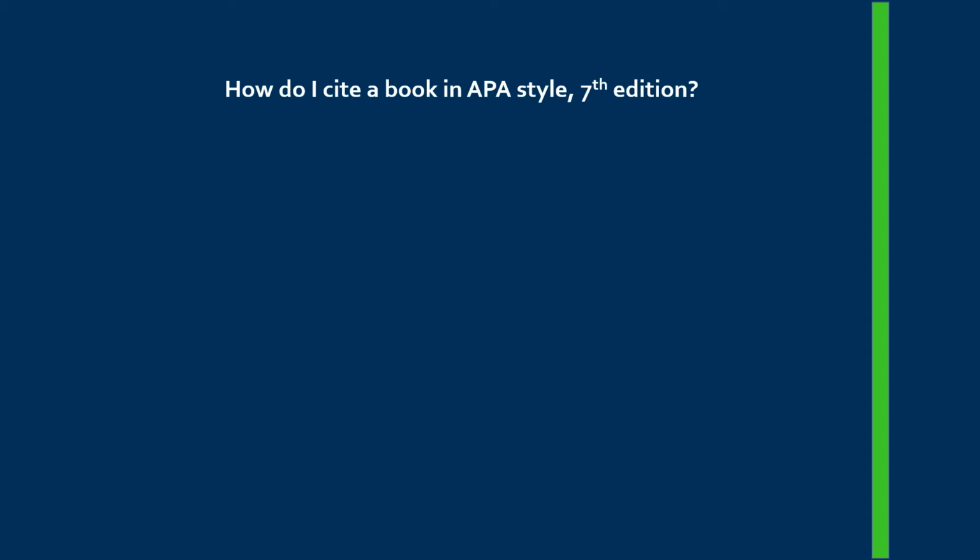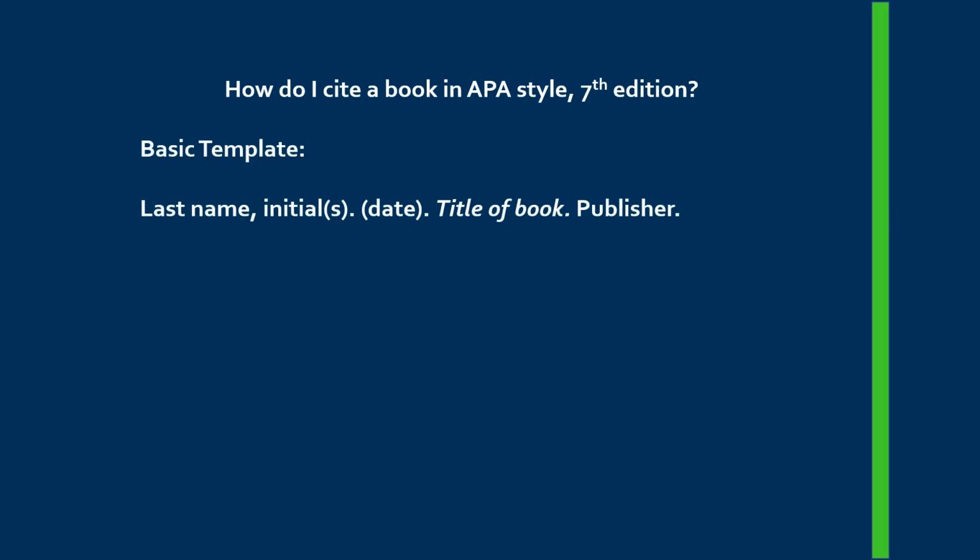So, how do I cite a book in APA style 7th edition? Here we have a basic template for citing books. APA style always begins with the author. Include last names followed by initials. The date always comes next in parentheses. After the date, include the full title of the book in italics. Last, include the publisher.